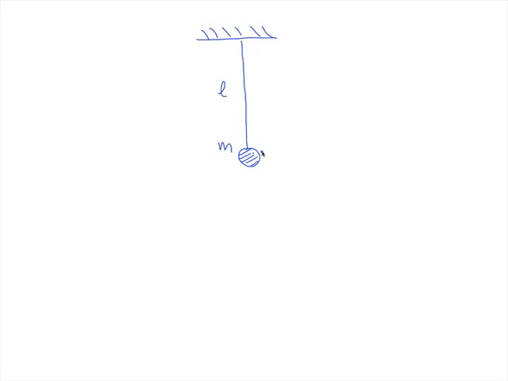Okay, so we know that if we shift the pendulum rightwards by a small angle and we release the mass m, then it will start swinging back and forth, and it will oscillate with a very well defined period. Now we wonder how this period depends on the length and the mass of the pendulum.